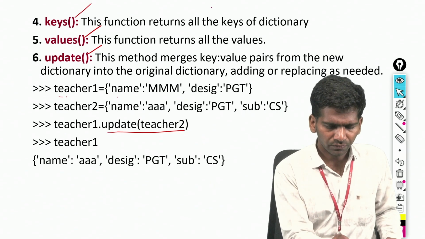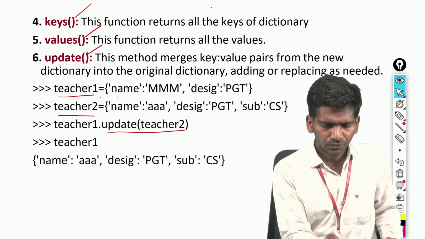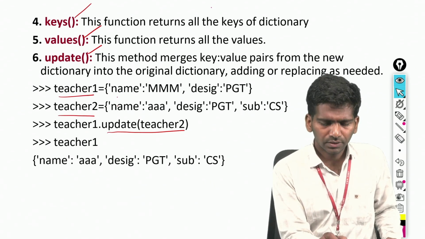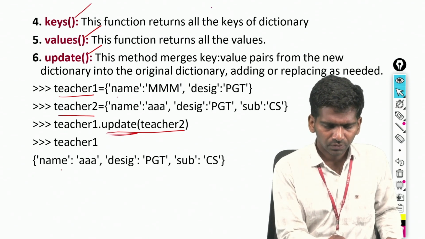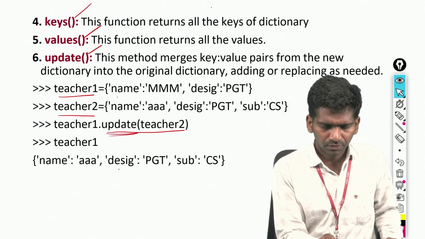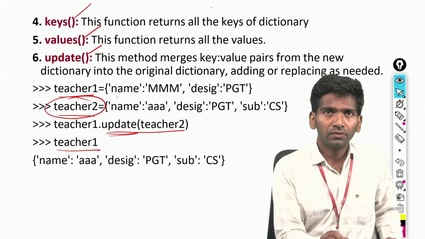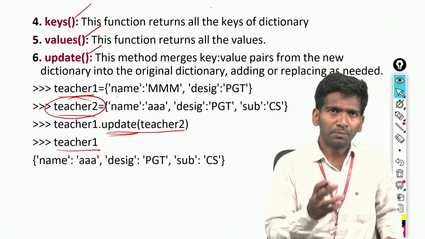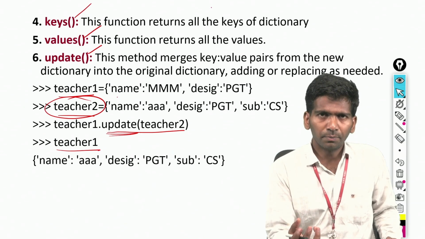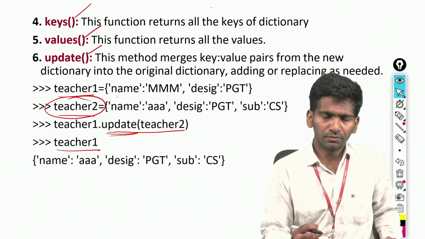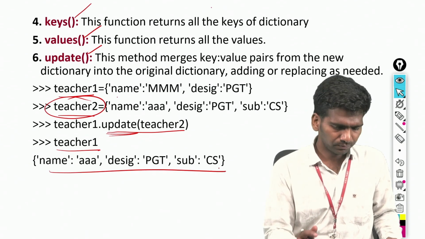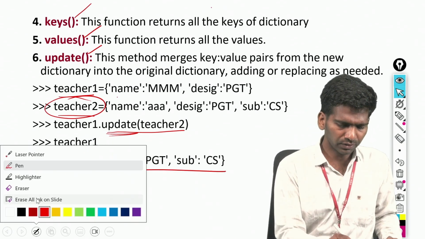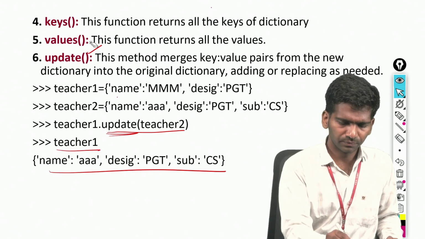If you have teacher 1 and teacher 2, these are the two variables. I am applying the update function, so what will happen? It will update like this, with this variable. The previous variable is getting updated with the present variable. If you print it, you'll get the updated one. It is getting overridden.